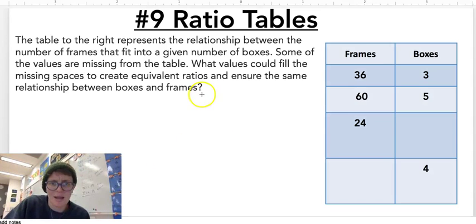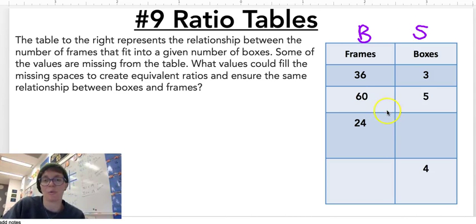So when I look at this table, what I want you guys to be thinking is looking at frames to boxes. Frames to boxes. The big thing we should notice right away is that frames is going to be a larger number, a bigger number, and boxes is going to be a smaller number. That should help us already when we're doing our tables.